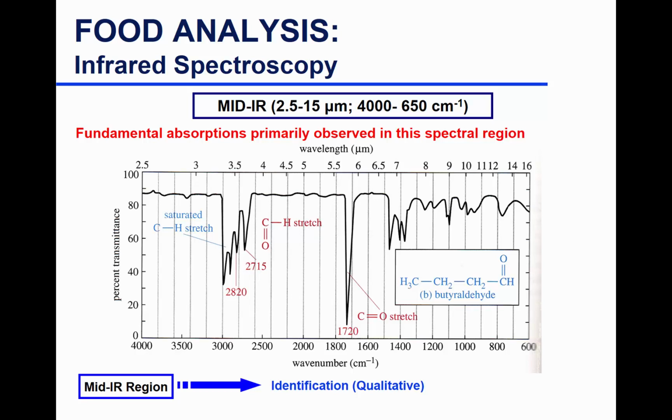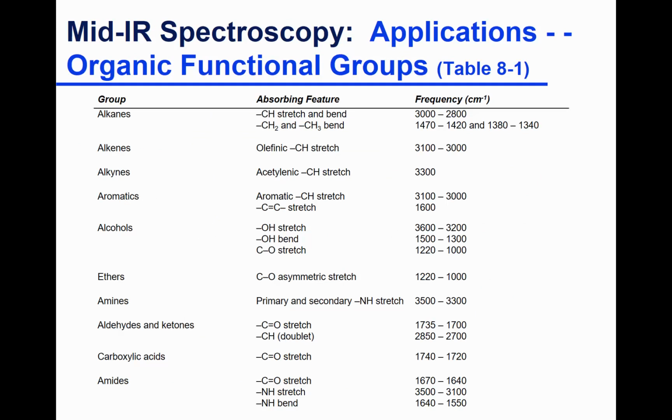So different groups, functional groups within a molecule have different absorbing features or bonds at different frequencies or different wave numbers. So this is just to illustrate that we can identify these different groups by monitoring their absorption or the transmission of light at particular wave numbers.